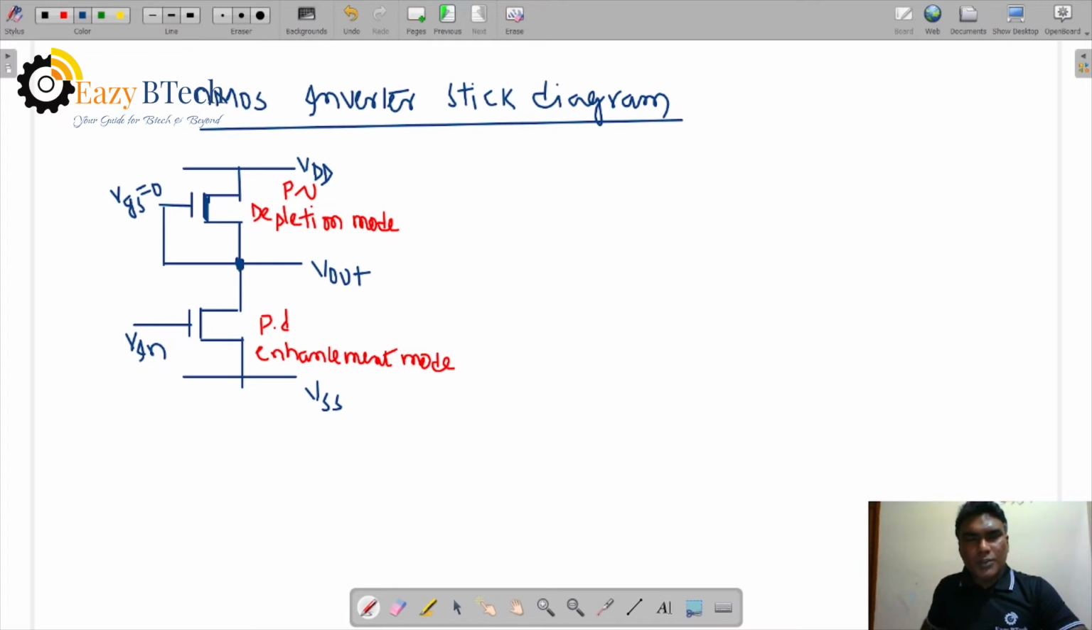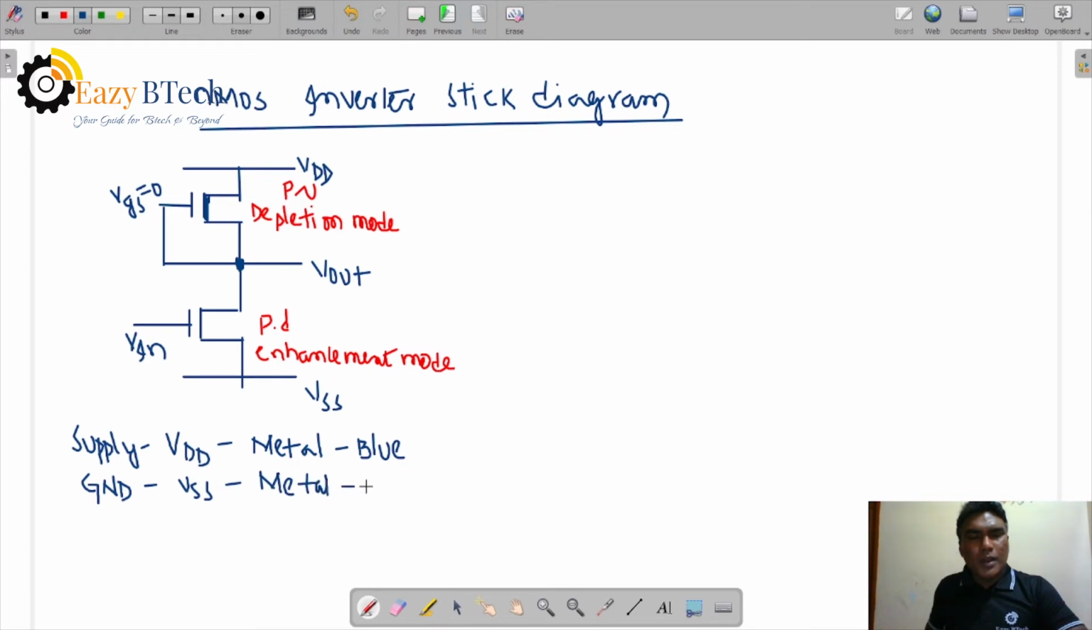Now what is the stick diagram of this one? First, I want to tell you that VDD and VSS are the supply voltage and ground potential. They use metal, and the color code is blue.